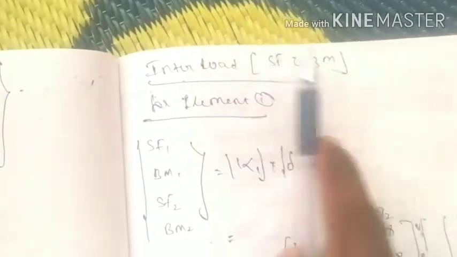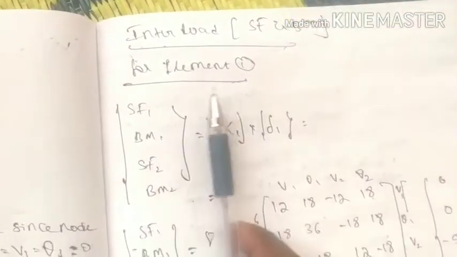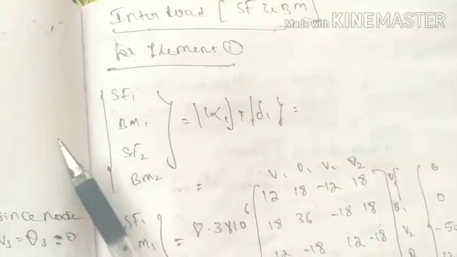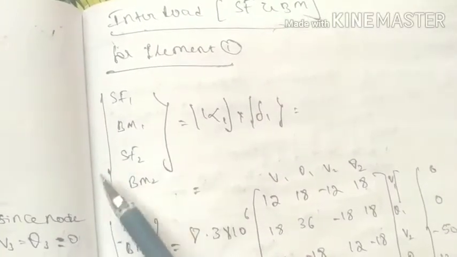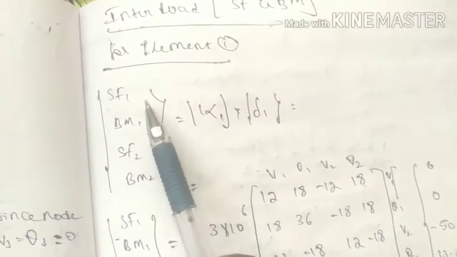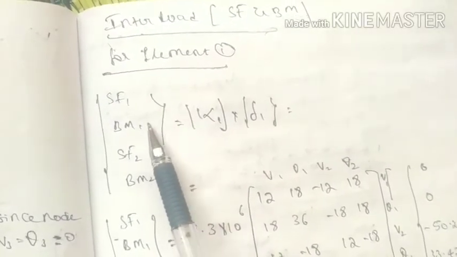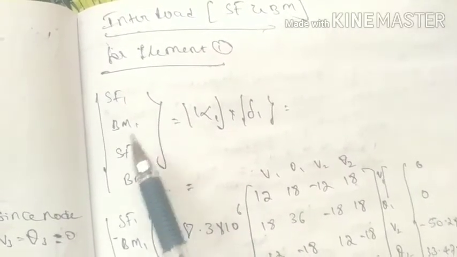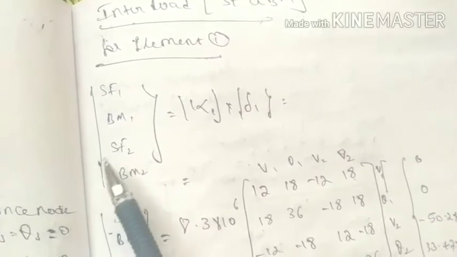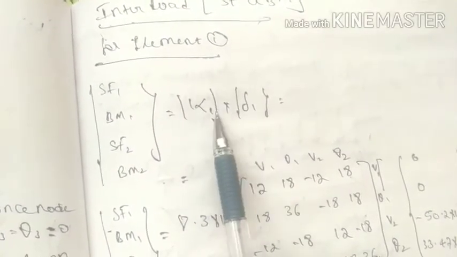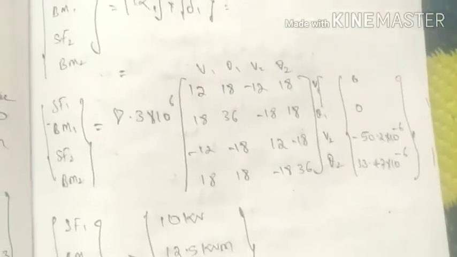The second question is internal load. Internal load is nothing but, as I told, shear force and bending moment we need to calculate. So for the individual element we need to take, first we'll take element 1. Element 1 belongs to node 1 and node 2. Therefore with respect to node 1, shear force and bending moment both are there. Shear force, bending moment at node 1, shear force, bending moment acting at node 2 is equal to K into delta for element 1, K1 delta 1. We already found out what is K1.